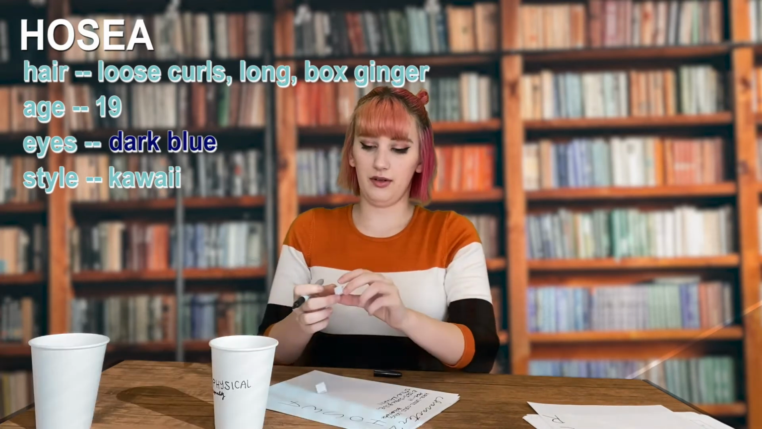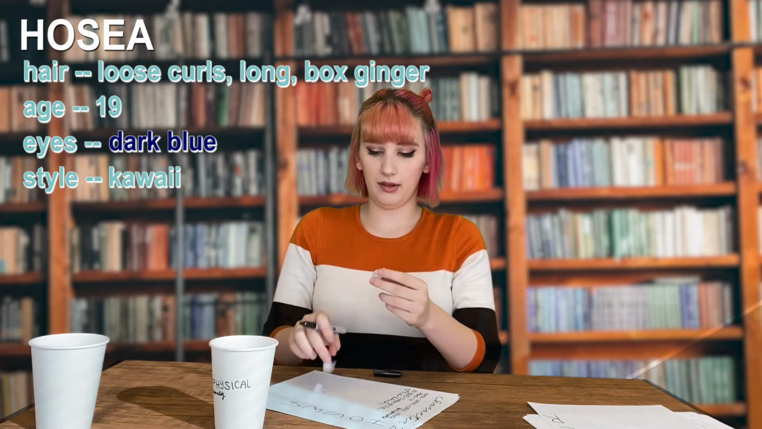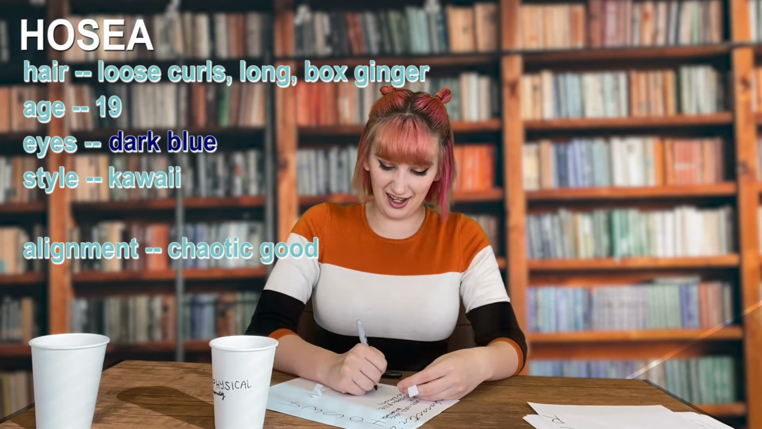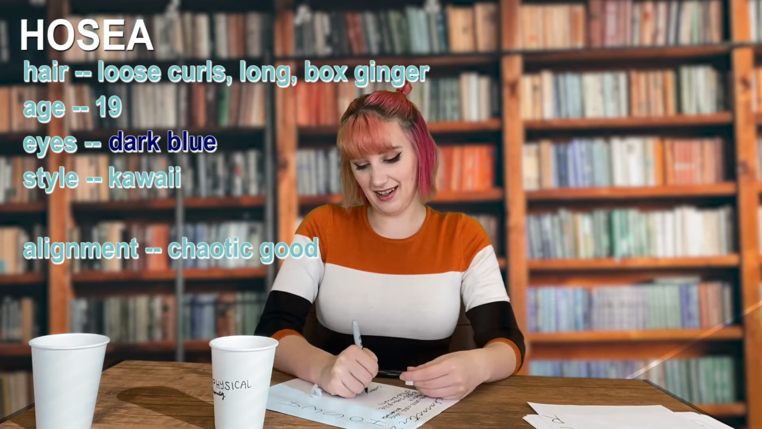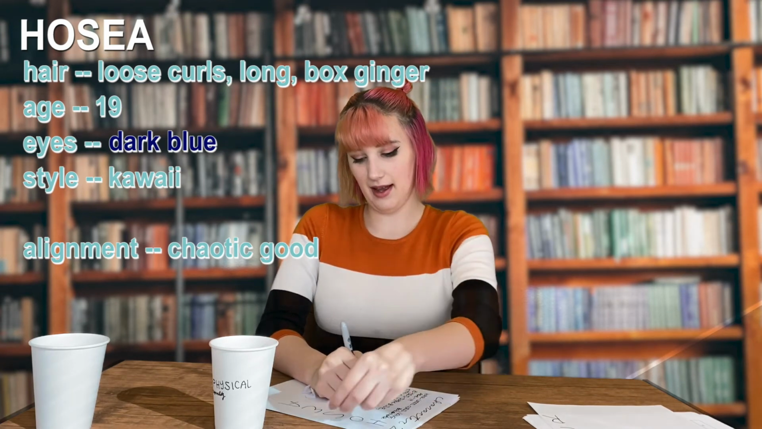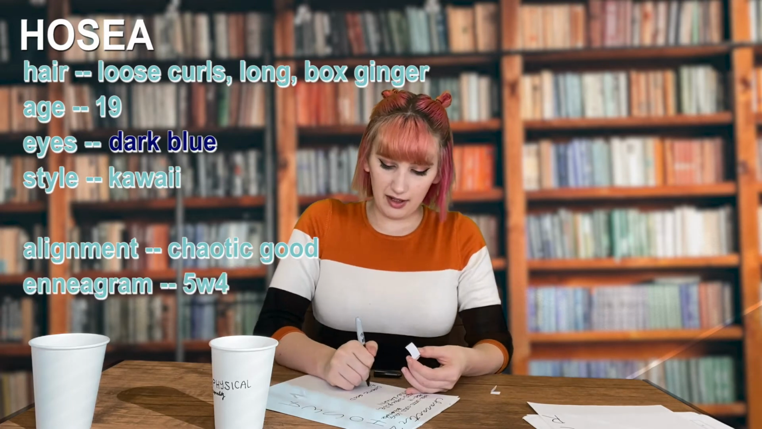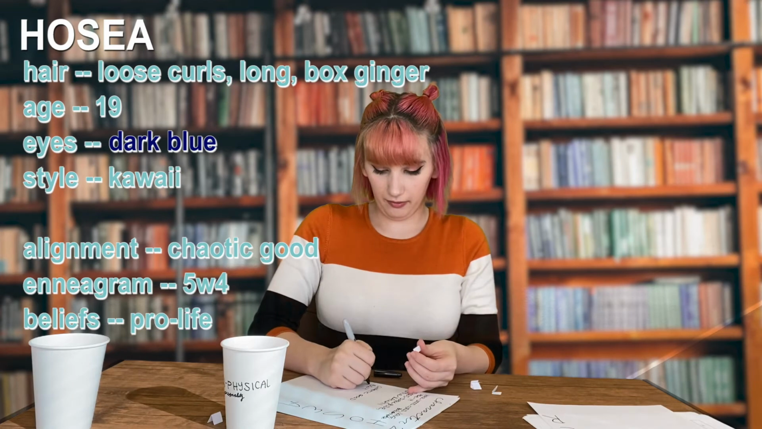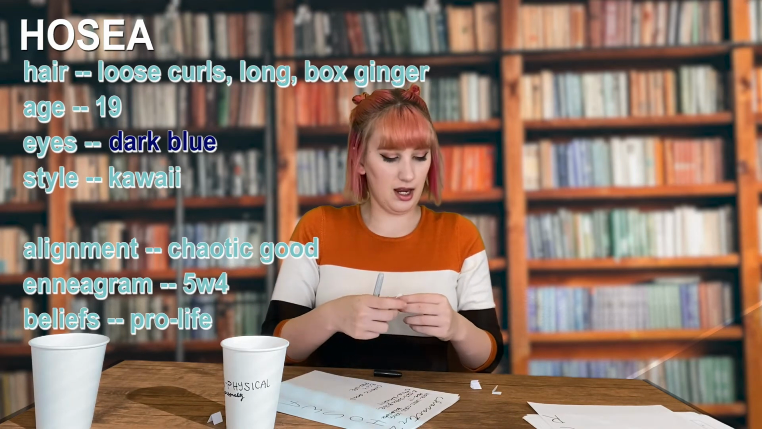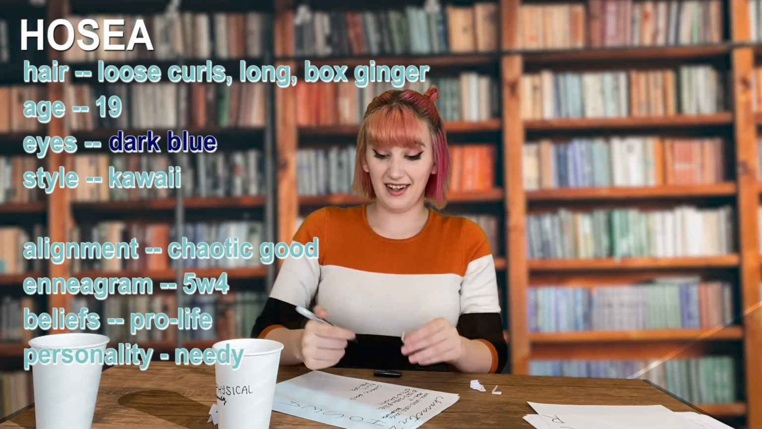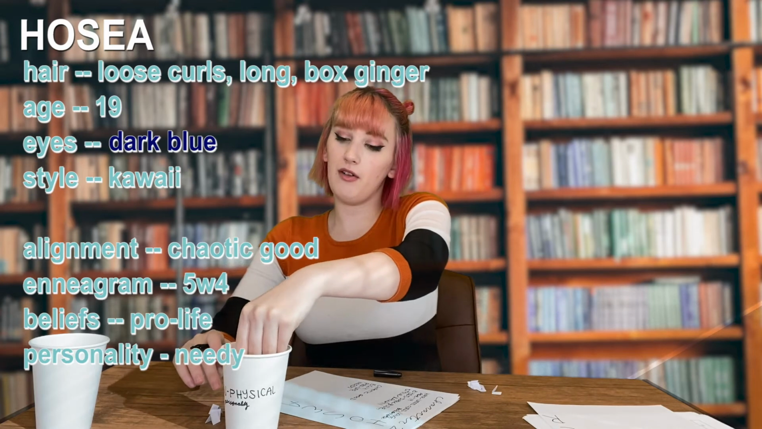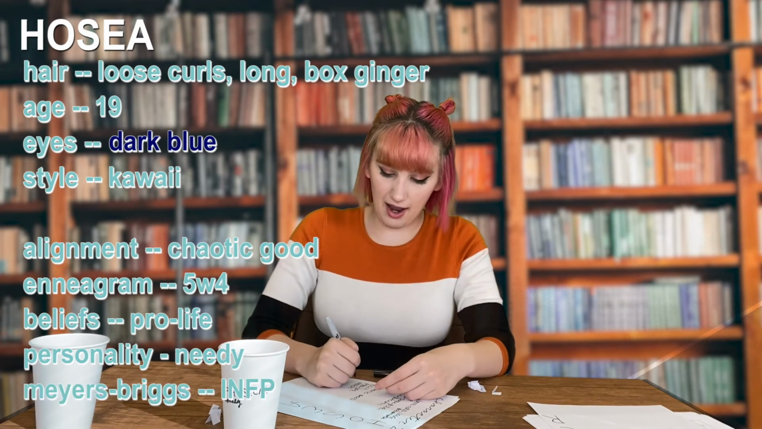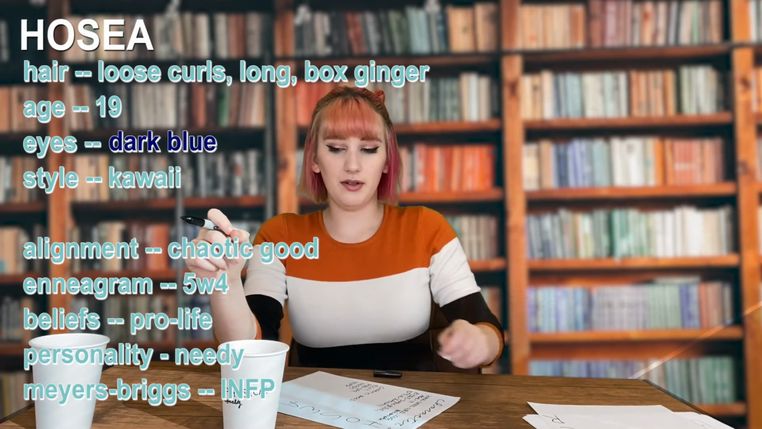I drew 2, I'm just gonna, oh, I drew 3. Okay, what do we have? Chaotic good, yes. So this guy is gonna be right at odds with my main character. Another 5-wing 4, so he is definitely gonna understand her. Pro-life, that might be something that they fight about. Needy. One more and we're gonna hope for another personality trait. Oh, a Myers-Briggs, so we have an INFP. Character number 2 is done.